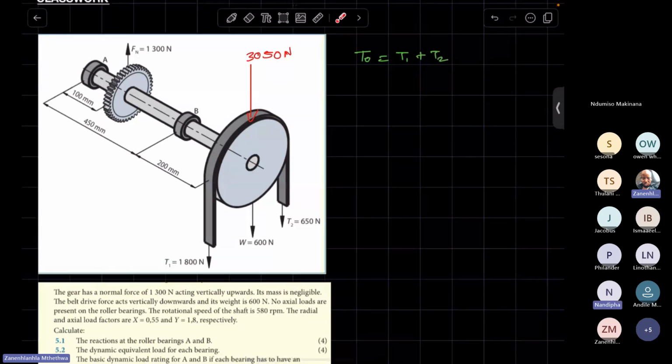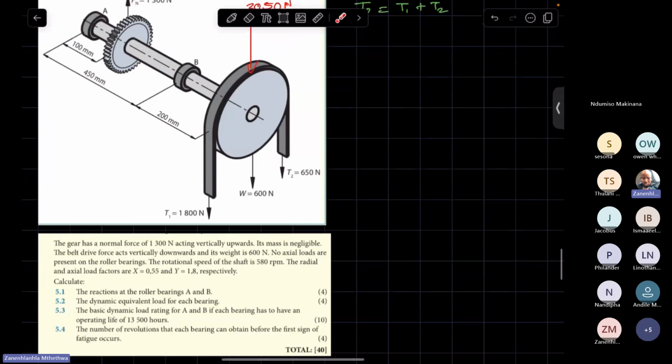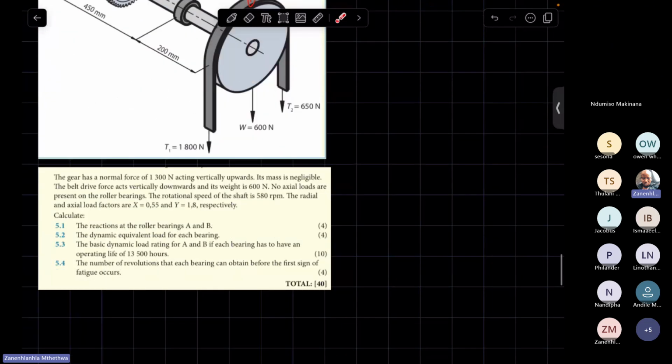Yes, sir. So always calculate the magnitude of the support using moments, and then test your answers. Test your answers using the sum of forces going up being equal to the sum of forces going down. So let us look at this exercise.